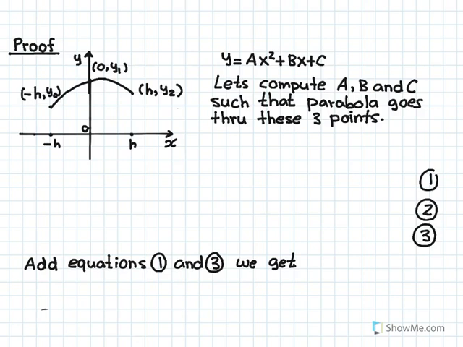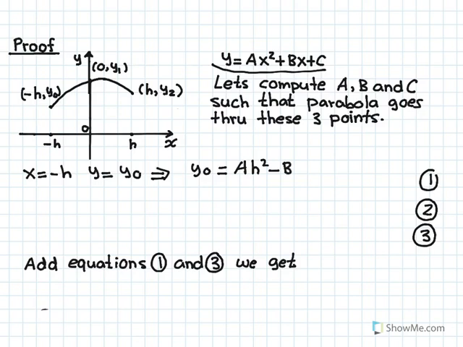All right, we're going to look at the proof of Simpson's rule. So we're fitting a quadratic function to these pairs of data points. We're going to compute the coefficients a, b, and c such that a parabola goes through these 3 points. So when x equals minus h, the y value is y0. Plug this into the quadratic function, and we get y0 is equal to ah squared minus bh plus c. That's equation 1.